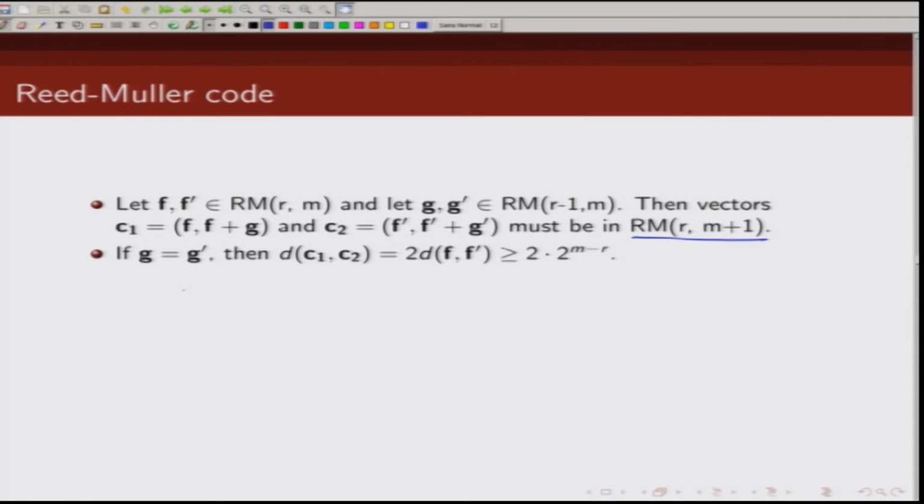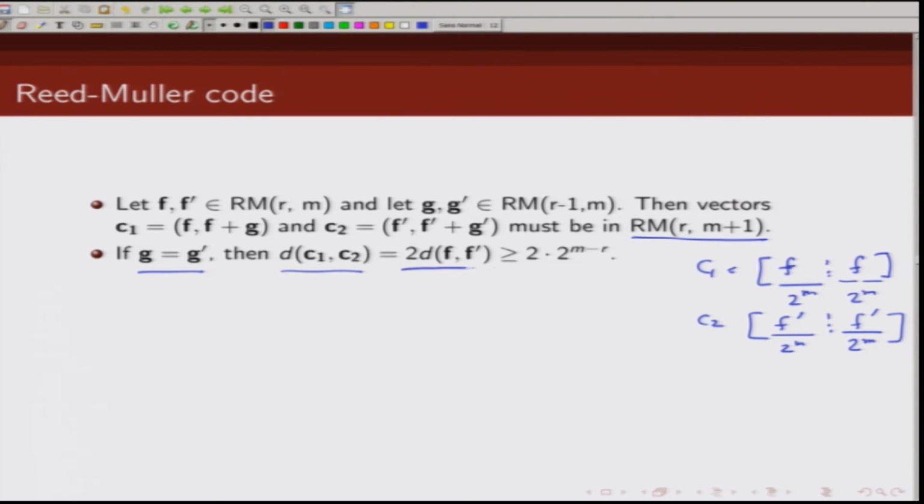The first case that we will consider is when g is the same as g dash, and the second case is when g is not the same as g dash. When g is the same as g dash, what is the minimum distance between C1 and C2? If g and g dash are the same, then C1 is nothing but f of length 2 raised power m and another f of length 2 raised power m, and C2 is f dash of length 2 raised power m and then f dash of length 2 raised power m. So, what is the minimum distance between these? It is the minimum distance between f and f dash plus the minimum distance between f and f dash. So, if g is equal to g dash, the minimum distance between C1 and C2 is 2 times the minimum distance between f and f dash.